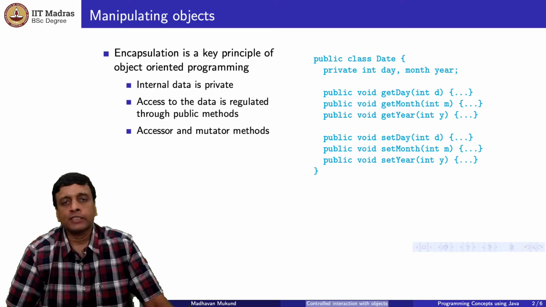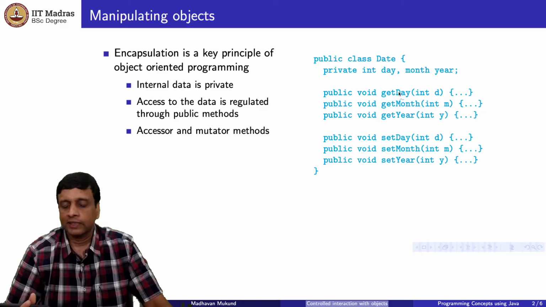So encapsulation, as we know, is a key principle of object-oriented programming. The whole point of object-oriented programming is to ensure that the implementation details of an abstract data type are private, and you access this data through public methods so that you can regulate how this access happens. So typically we have these two types of public methods. We have accessor methods and we have mutator methods.